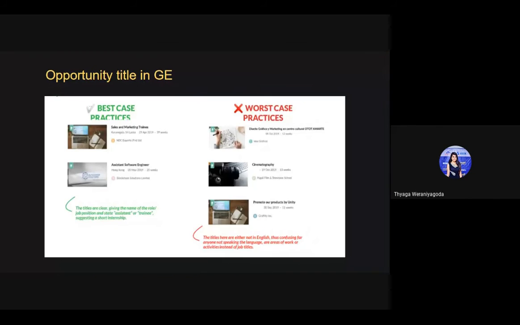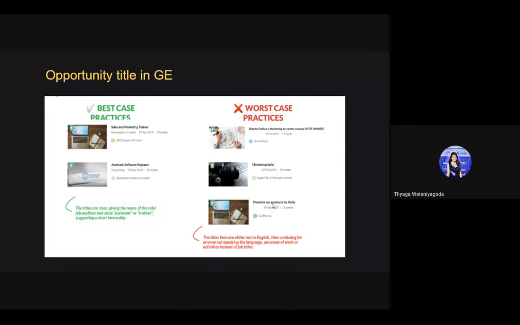Here we have the best case practices and worst case practices for iGV. In the worst case practice, you can see the first one here, they have mixed some other language with English. This is not appropriate because not all people can understand this. The next one is cinematography. This is a field or the industry, not the opportunity title. So that is also not recommended.